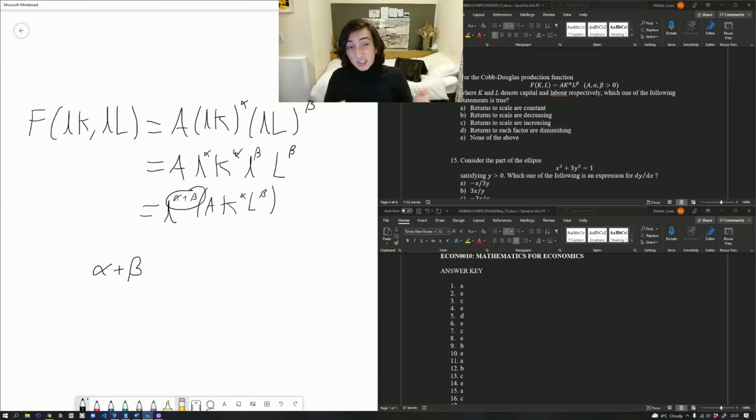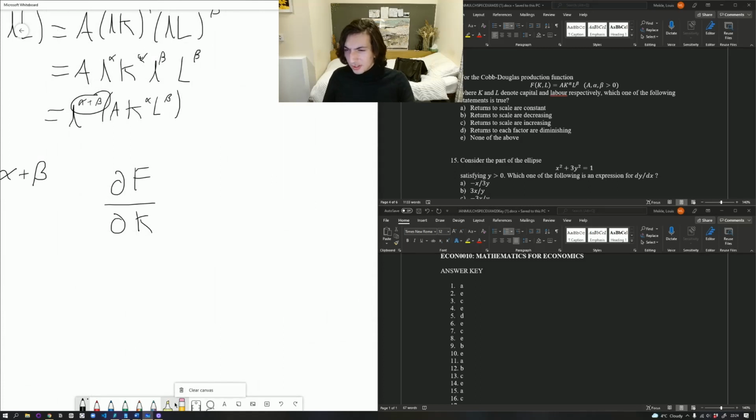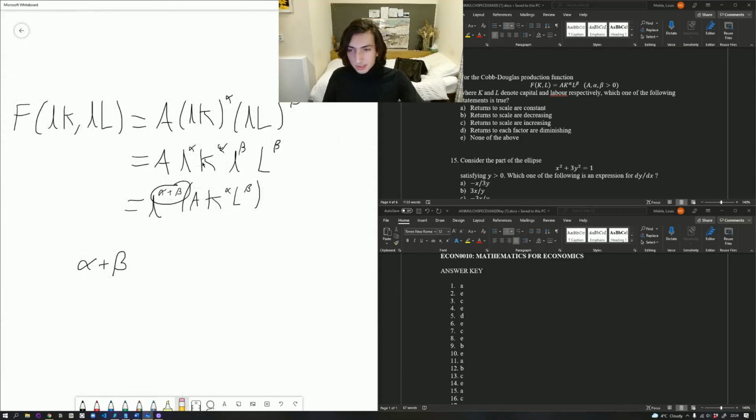Okay, returns to each factor are diminishing. That's quite false as well. So let's try deriving this partially for something like K. Actually, I don't think I even need to do this. The return to scale for K is represented so simply by the lambda to the alpha. Again, we don't know alpha, so we cannot accurately determine if the returns to each factor are diminishing. Actually, as a matter of fact, if alpha was something like 5, it would be specifically increasing, wouldn't it? So that can't work either. So it's E. None of those are correct.